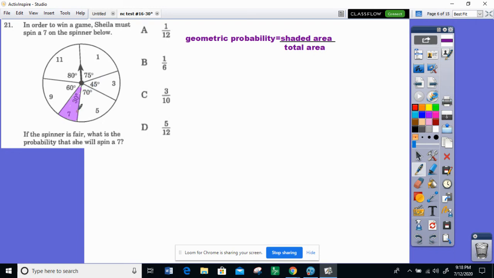They didn't tell us what the radius here is, and that's perfectly okay, because here we can simply do the ratio of the total number of degrees as the whole, and the number of degrees that are in our shaded portion as the part. So for us, that would be 30 degrees for the part that's a 7, divided by 360 degrees. This is that same part over whole relationship that you want to think about when you're doing geometric probability.